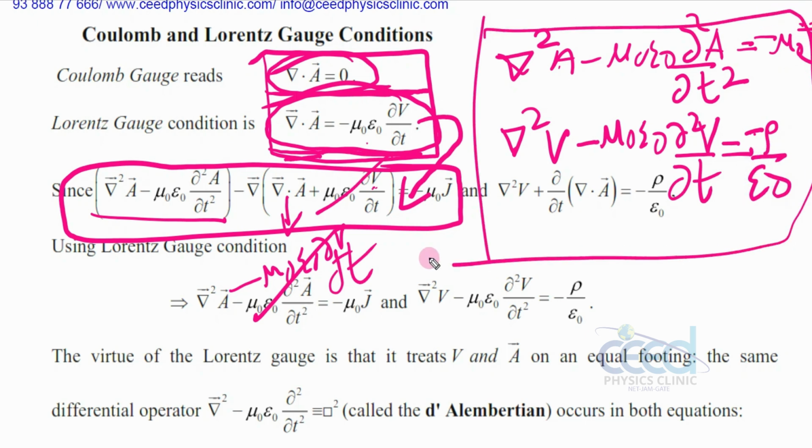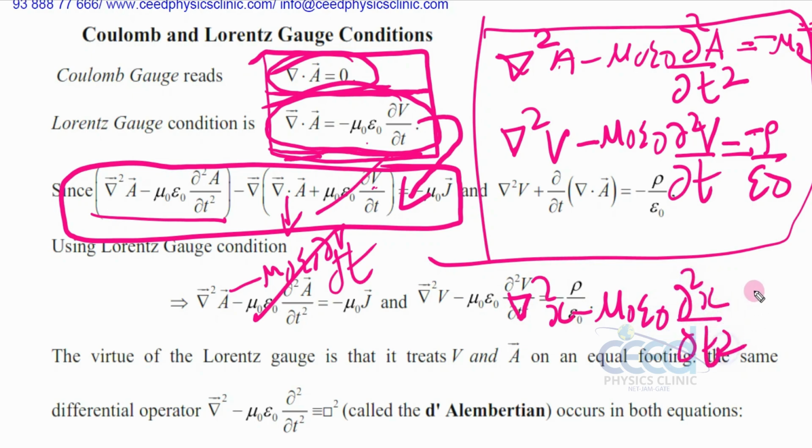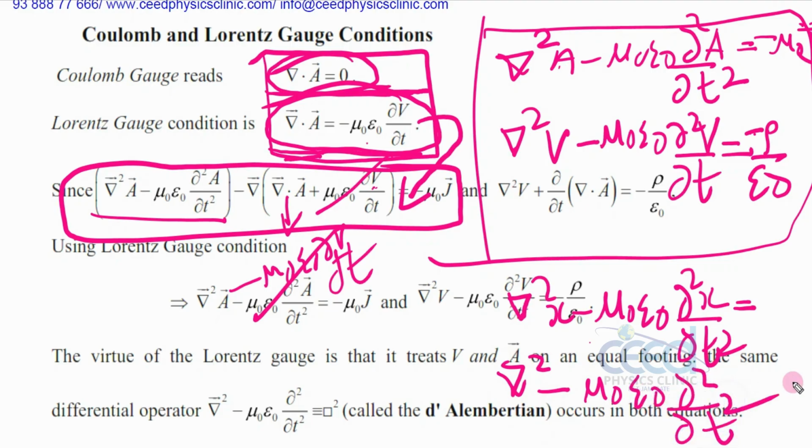Look into this equation. Generally, you can write del square x minus mu 0 epsilon 0 dou square x by dou T square is equal to some charge density times some constant, right? So this operator is known as D'Alembert's operator. What is this operator? Del square minus mu 0 epsilon 0 dou square by dou T square. This operator is known as D'Alembert's operator, right?